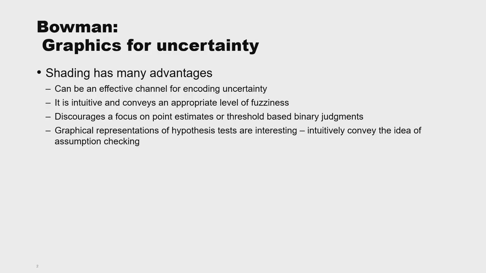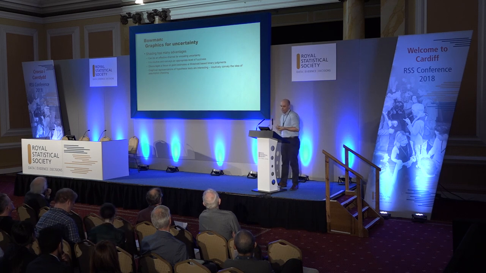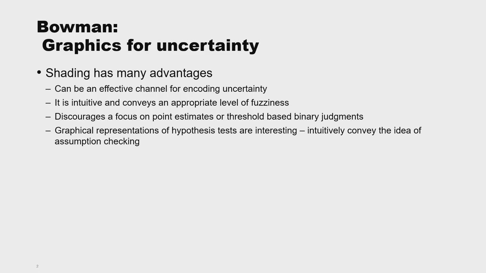Okay, so to start off, shading and animation was introduced by Adrian in his paper, and we agree that shading has many advantages. It can be an effective channel for encoding uncertainty. So uncertainty is fuzzy, and I think having shading really gets us away from the sort of precision that we use with, say, a position, a point estimate, and length, a bar. Typically, that's how we encode uncertainty. If we can move away from that, that's obviously a good thing. This is intuitive, and it conveys the appropriate level of fuzziness, this idea of shading. It also discourages a focus on point estimates or threshold-based binary judgments.